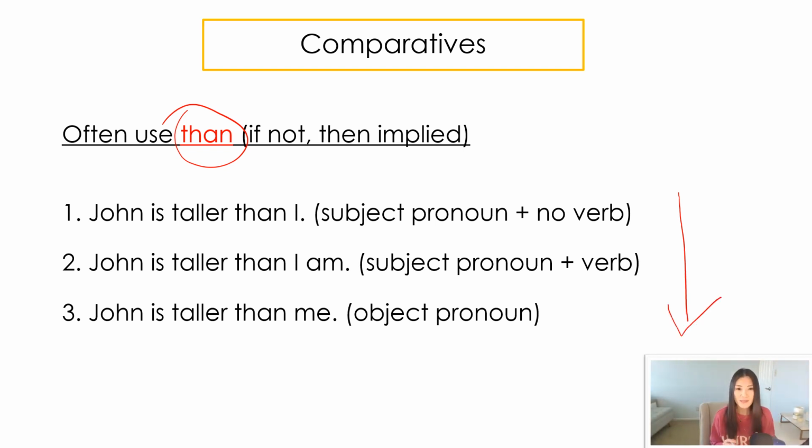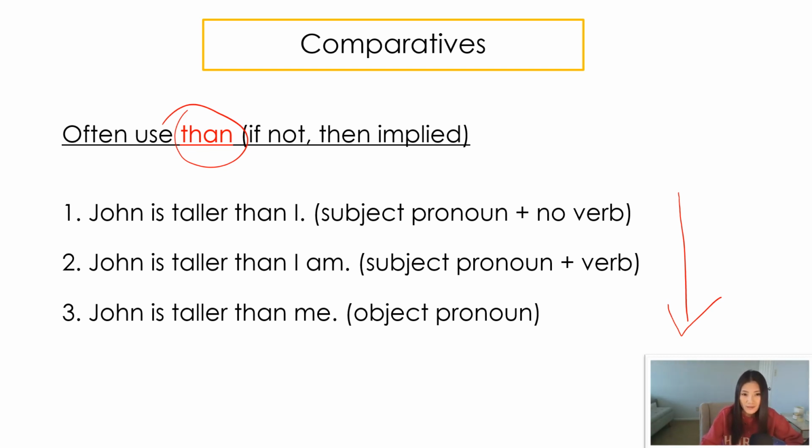The first one says, John is taller than I. And I just have a subject pronoun there and there's no verb. It's just one subject pronoun, I. That's the most formal. The second, semi-formal, is, John is taller than I am. And then we have a subject pronoun and a verb.